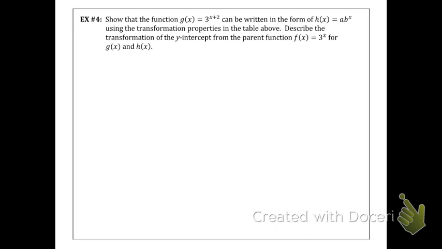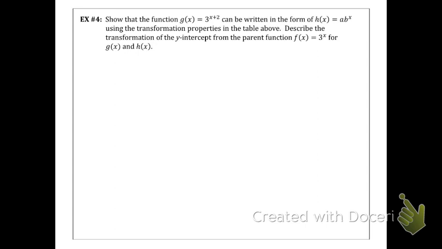Example 4 is to show that the transformation g of x equals 3 to the x plus 2 can be written in the form of h of x equals a times b to the x using the transformation properties in the table above. Describe the transformation of the y-intercept from the parent function f of x equals 3 to the x for g of x and h of x.